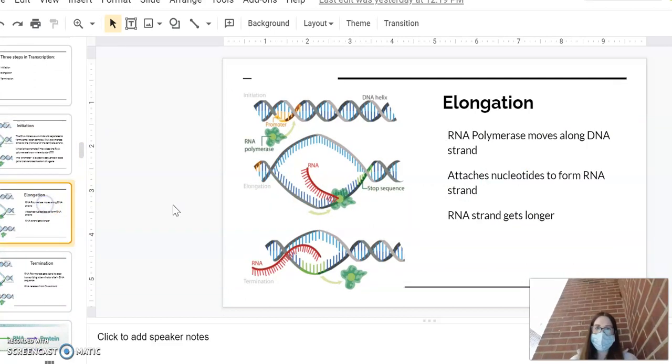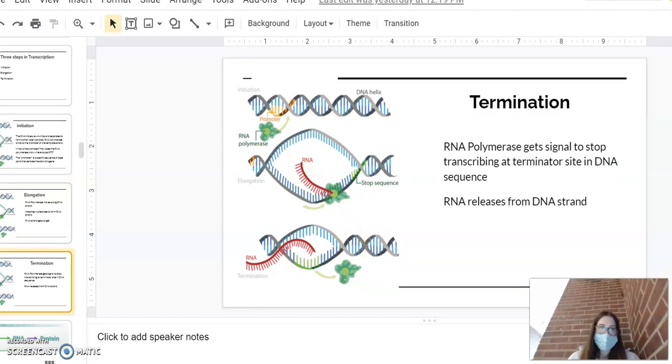Then the second step, elongation. So this is where the RNA polymerase just moves along the DNA strand and starts to attach those free-floating nucleotides to create this RNA strand. And the last step, termination. So when the RNA polymerase reaches a stop signal called the terminator site on the DNA, it releases the RNA, and then the RNA will then leave the nucleus to go find a ribosome.